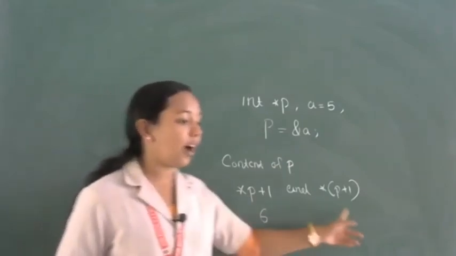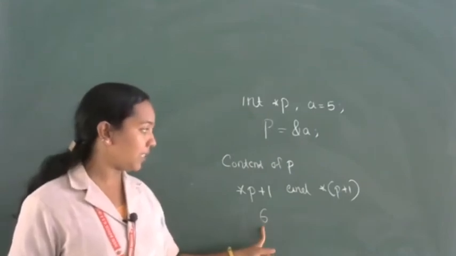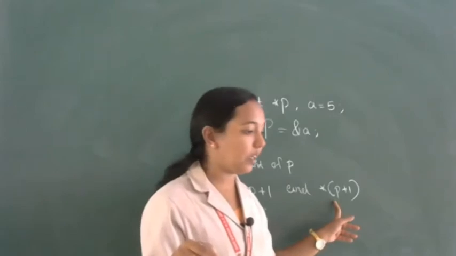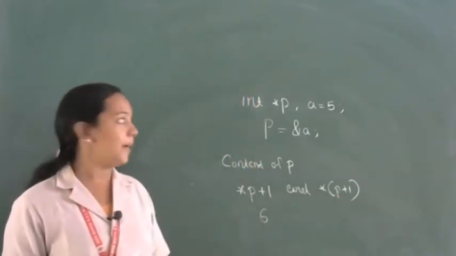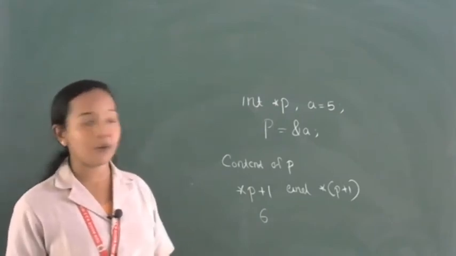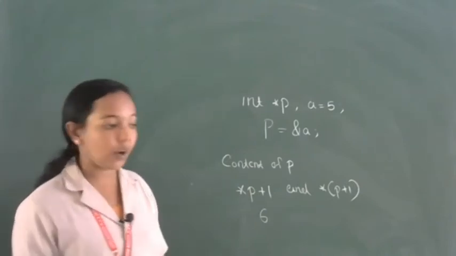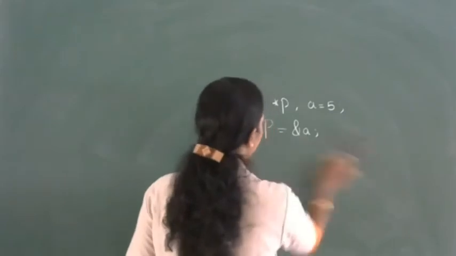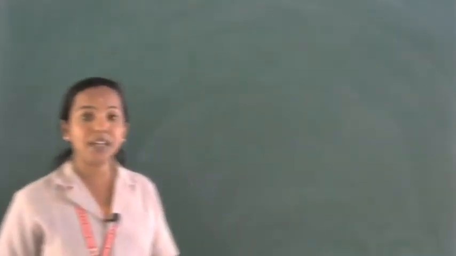So both are different. First one, we are incrementing the value by 1, so 5 plus 1 is 6. And after that, (p + 1) means first we are incrementing the pointer variable by 1 and after that we are finding the value. Clear? So these are the two different approaches relating to pointers: *p + 1 and *(p + 1). Clear? Then I think it is clear. This is an application level question from the chapter pointer.